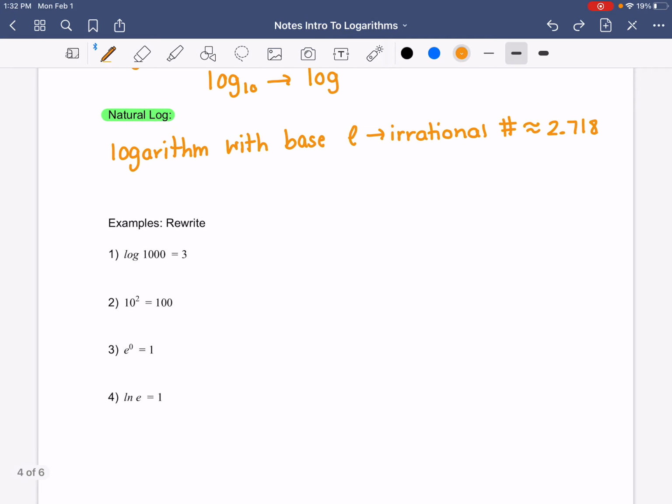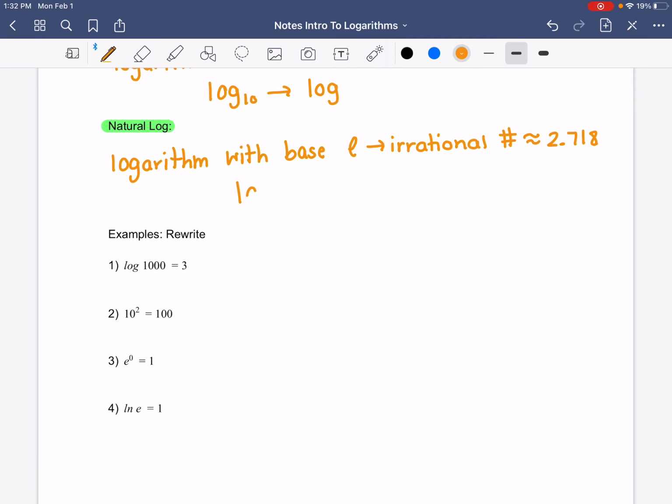All right. Instead of writing log base e, you will never see log base e. You will always see it written as ln. Natural log is written as ln. So you will always see ln. You will never see log base e. So you just need to remember that. If you see ln, it means that the base is e. It's just not written there.